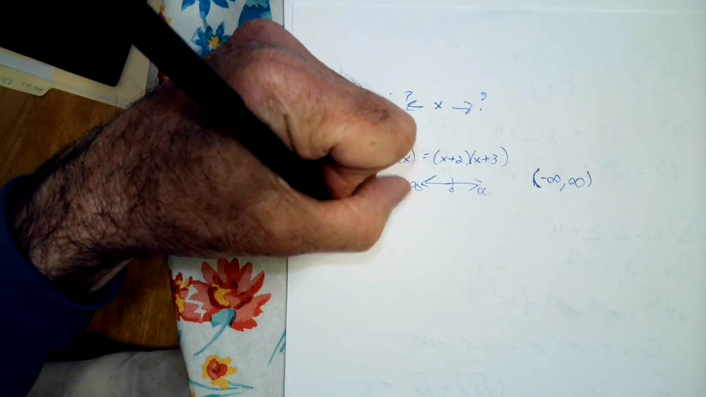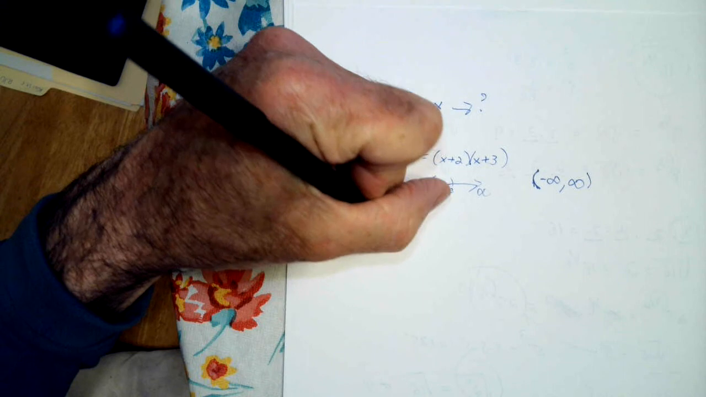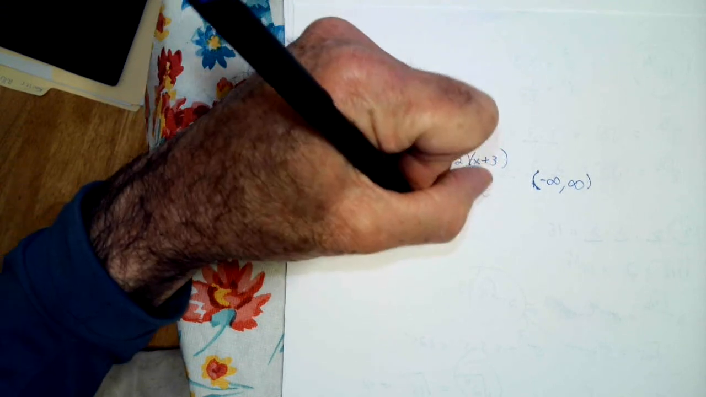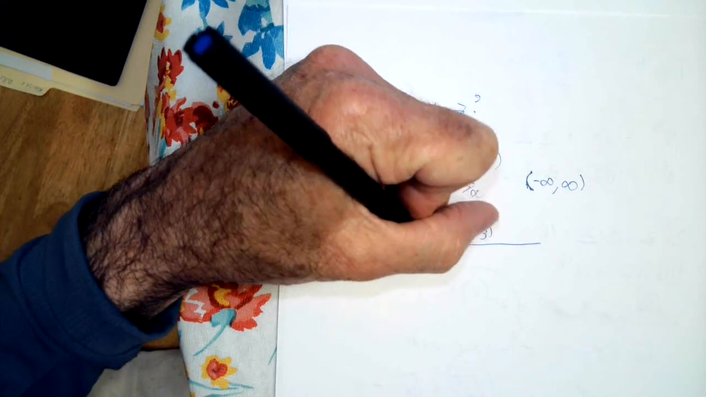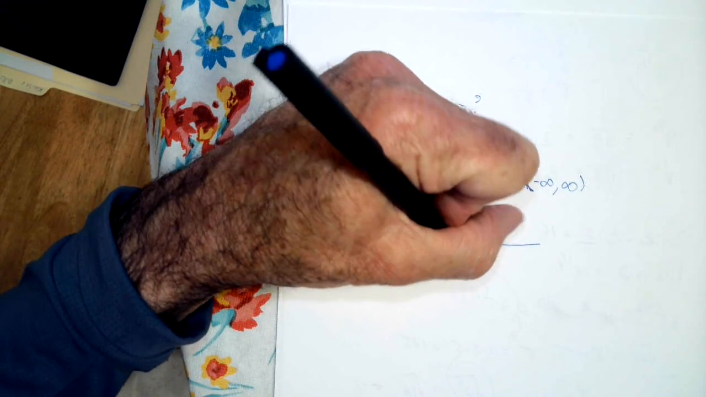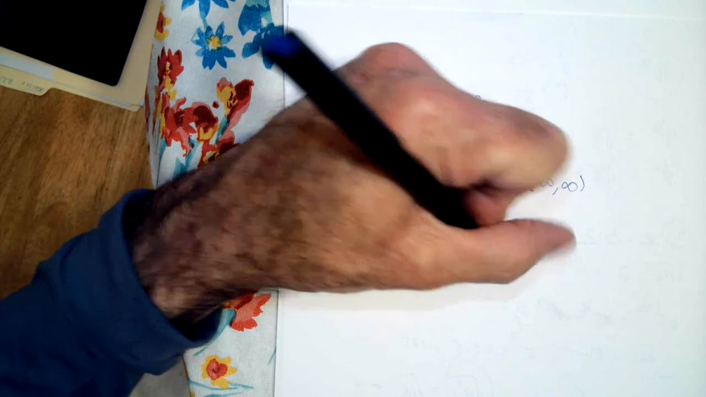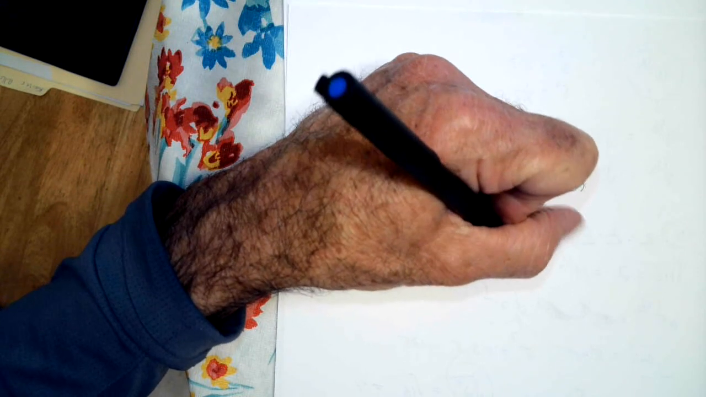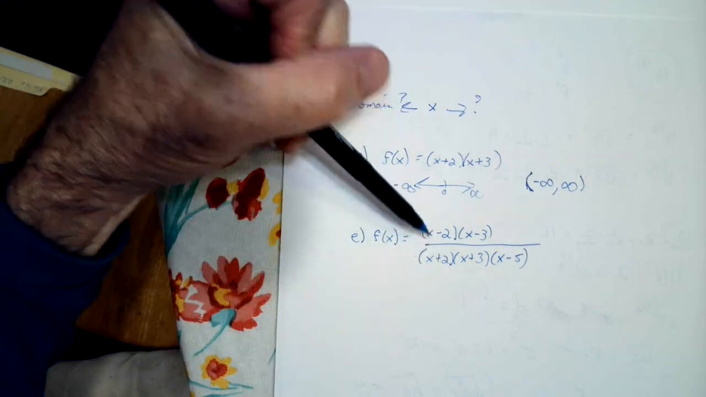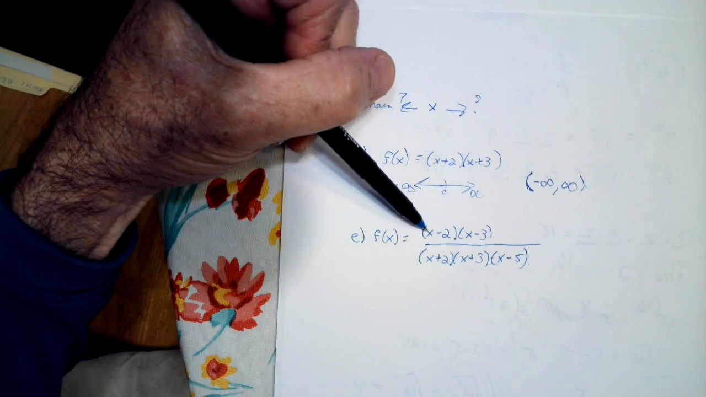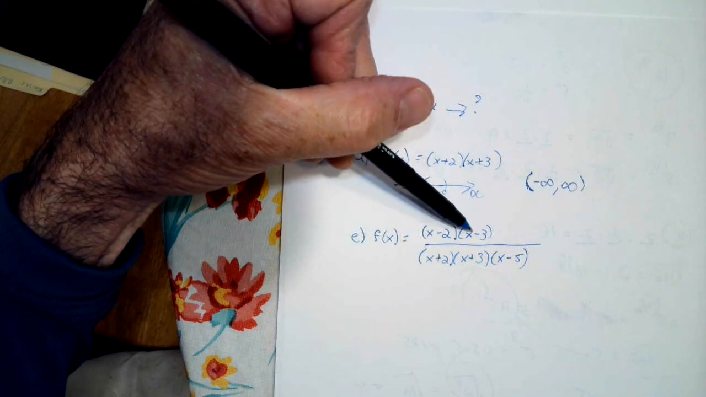Okay, you have another one, E, where f of x is equal to x minus 2 times x minus 3 over x plus 2, x plus 3, and x minus 5. Okay, so you have this fraction, and you say, okay, is there any limitation on what x can be? Well, you can make x anything you want, and that'll be fine.